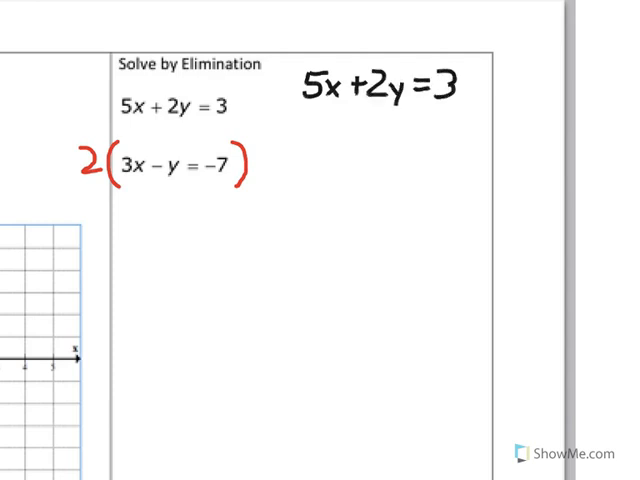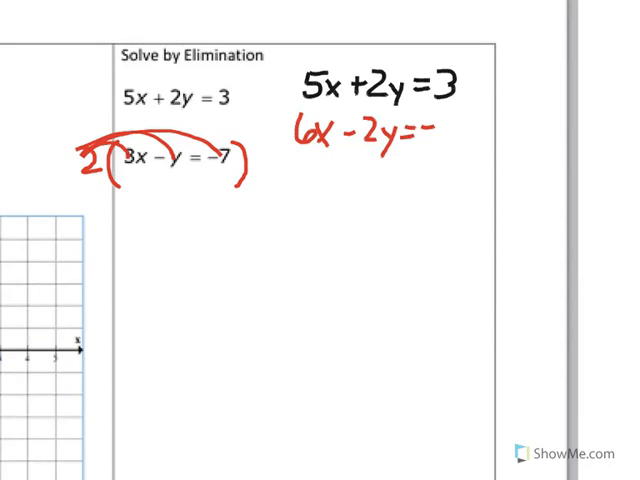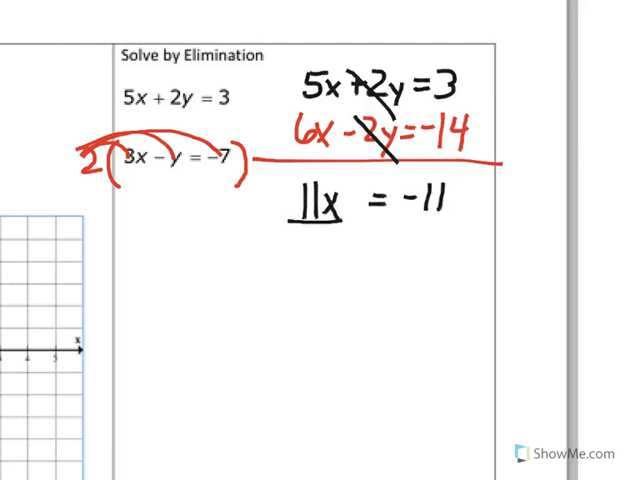I'm moving it just next door, no changes. And now I'm going to multiply this equation by 2 all the way across. So I get 6x minus 2y equals -14. Now, when I combine the two equations, these two y's eliminate, and I'm left with 11x equals 3 minus 14 is -11. Divide by 11, and x equals -1.